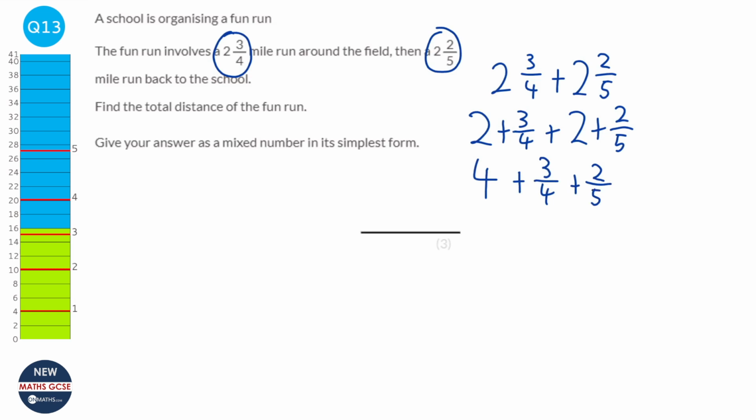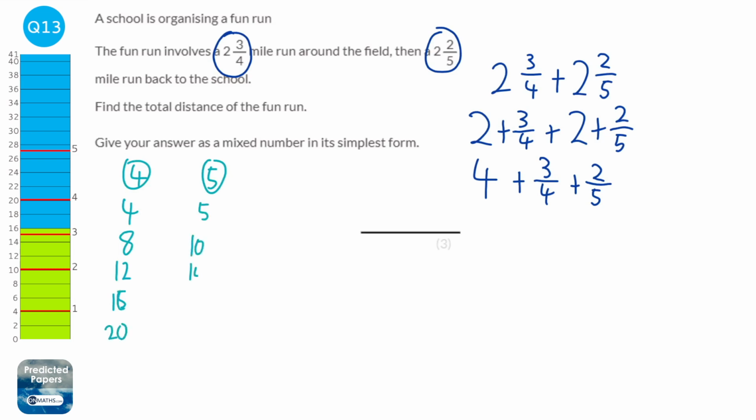When you add two numbers with different denominators, what we need to do is get the common denominators. We do that by quickly writing out the 4 and the 5 times table and seeing what the first number in both their times tables is. 4, 8, 12, 16, 20, and 5, 10, 15, 20. So that's 20. So we need to get the bottoms of the fractions to 20.